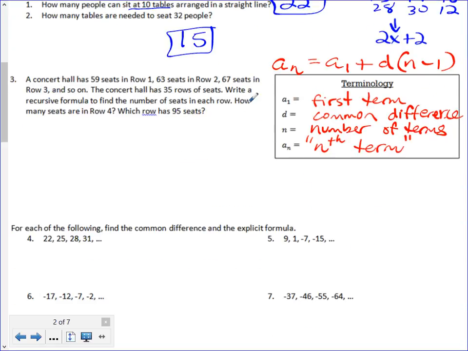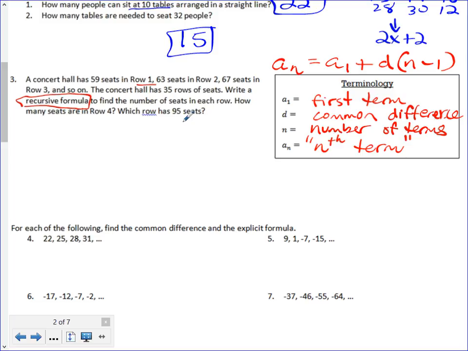And here we go. We have number 3, a problem here. A concert hall has 59 seats in row 1, 63 seats in row 2, 67 seats in row 3, and so on and so forth. Okay? It has 35 rows. Write a formula, a recursive formula, to find the number of seats in each row. That's part 1. Part 2, how many seats are in row 4? Part 3, which row has 95 seats? We're going to go one step at a time, and we're going to answer each of the 3 questions.